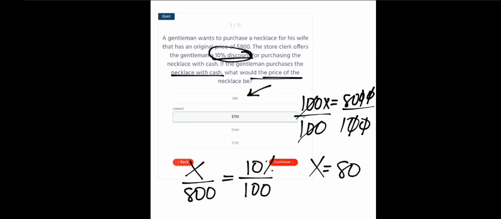Now, once again, we see that it's an option, but it's not the correct answer, because it's not asking us for the number of the discount. It's asking us for the price once the discount is taken. So we have to do 800 minus 80, which gives us $720.